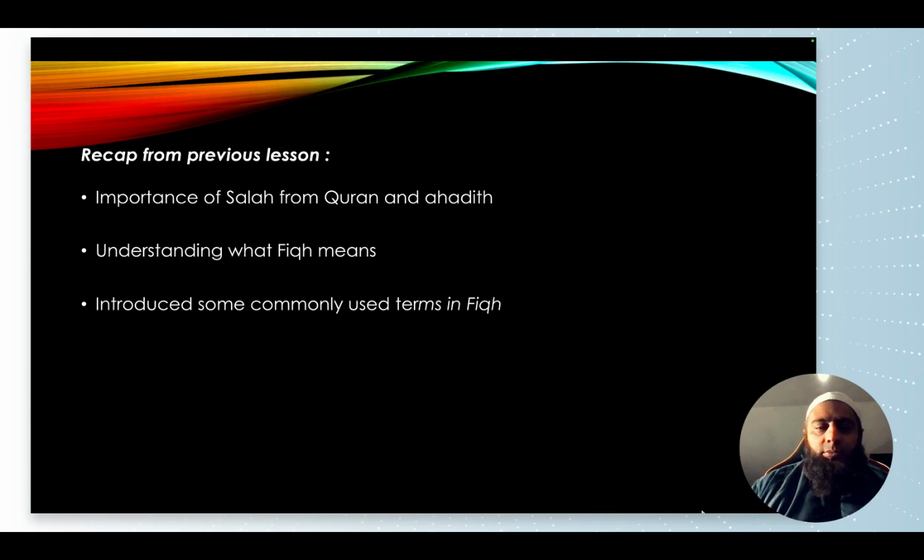Inshallah, this is session number 2 of the Fiqh of Salah according to Hanafi Fiqh. So inshallah, we're going to go through the timings of Salah in this session.